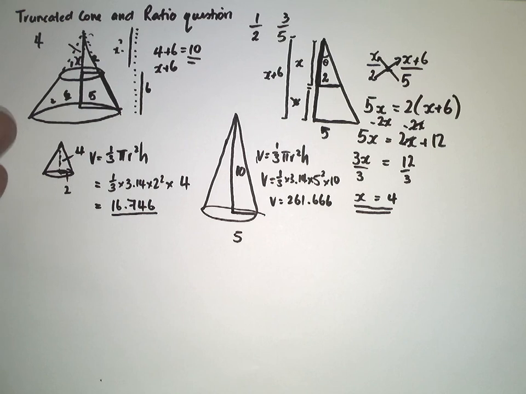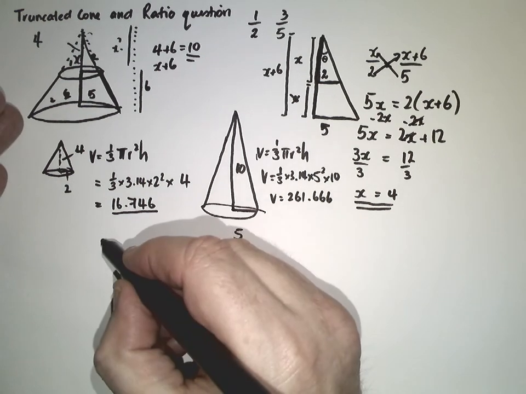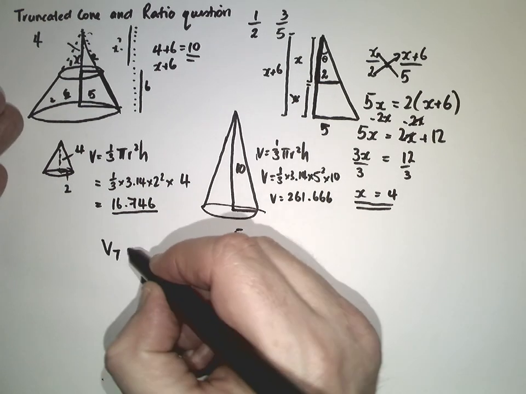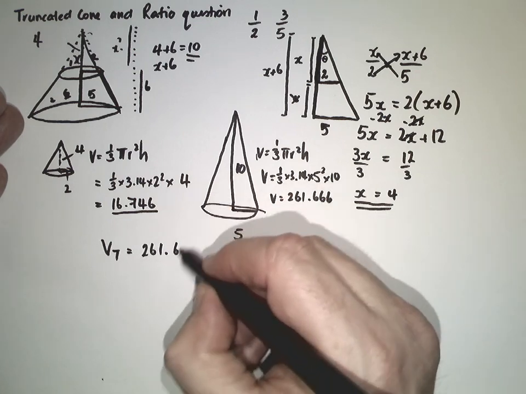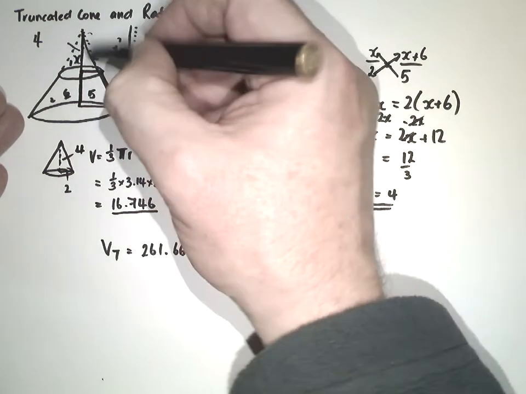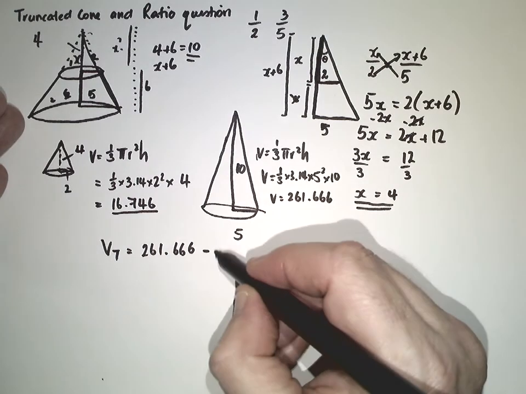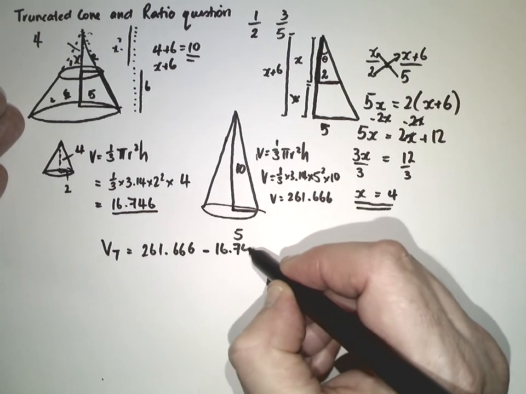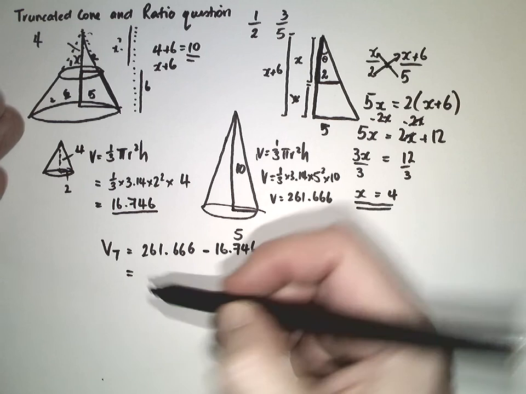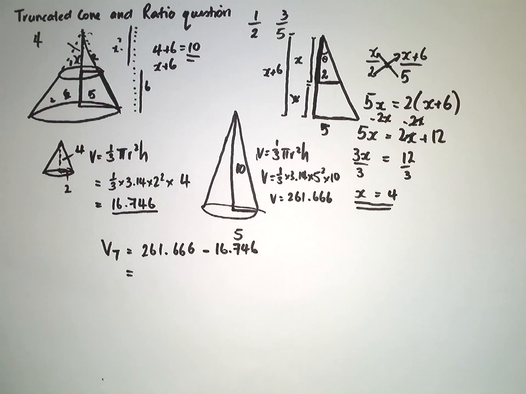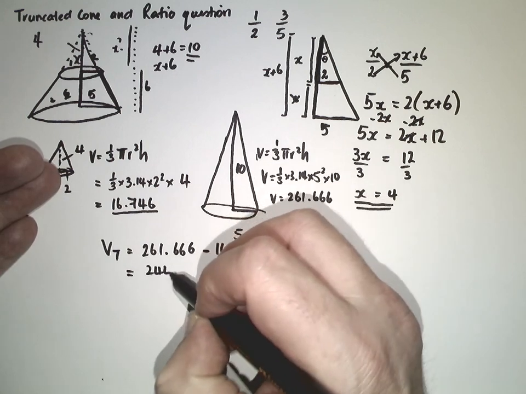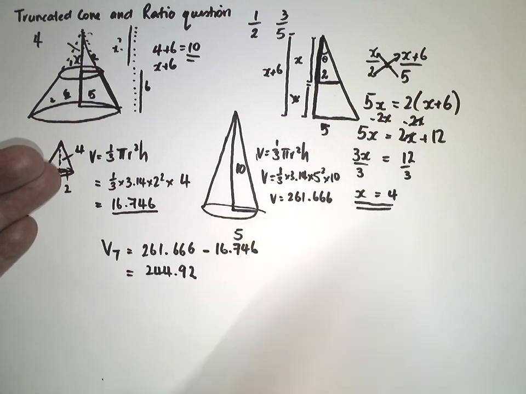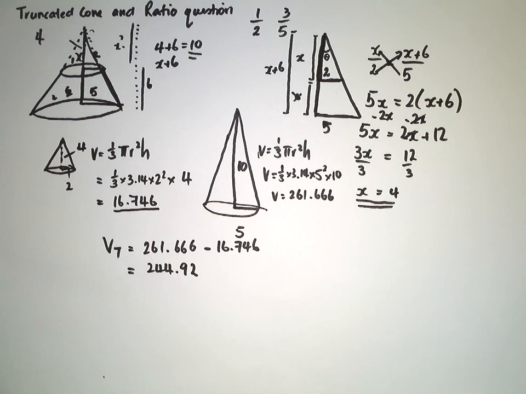Put my figures in, and then my total volume, or volume T, is going to be 261.666. And remember, this isn't here, we want to take it away. So I'm going to take away 16.746. And if we do that in our calculator, we end up with 244.92. So that's how you deal with a truncated cone.